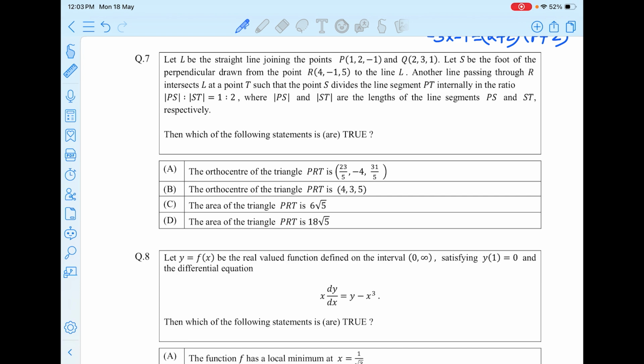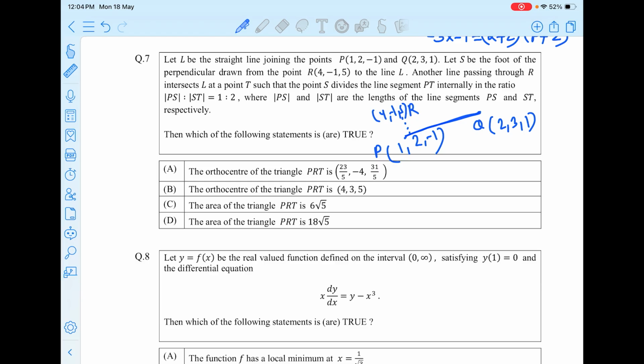Seventh question. Let L be the straight line joining the points P (1, 2, minus 1) and Q (2, 3, 1). So using the two-point form, the equation of the straight line we can easily find. S is the foot of the perpendicular drawn from R. R is (4, minus 1, 5).